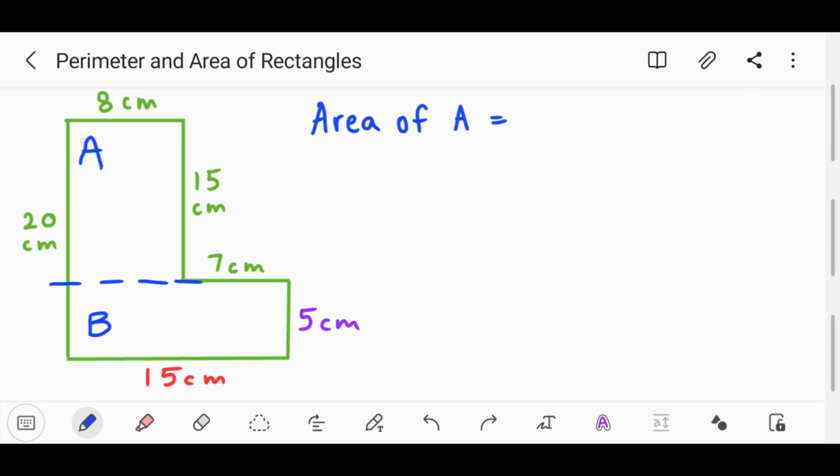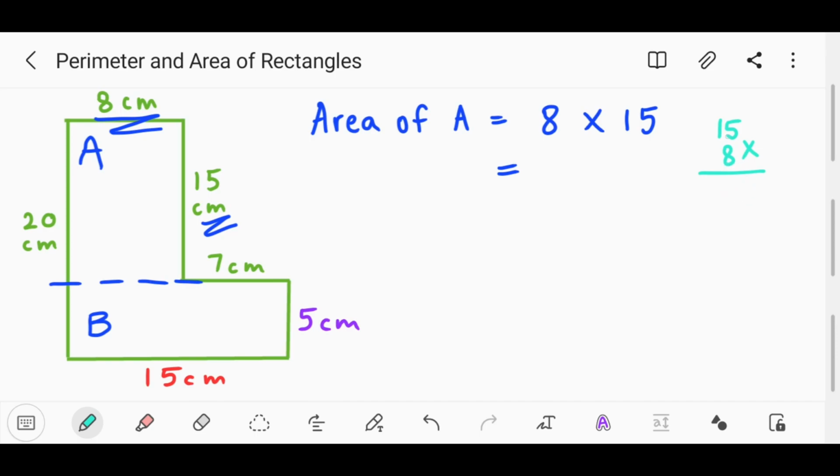The area is the space inside a shape, and in order to find the area of a rectangle, we multiply the two sides. So when we look at the rectangle A, the two sides are 8 centimeters and 15 centimeters. So when we multiply 8 by 15, what would our answer be? I'm going to do this working in the side just to show you the importance of working in maths.